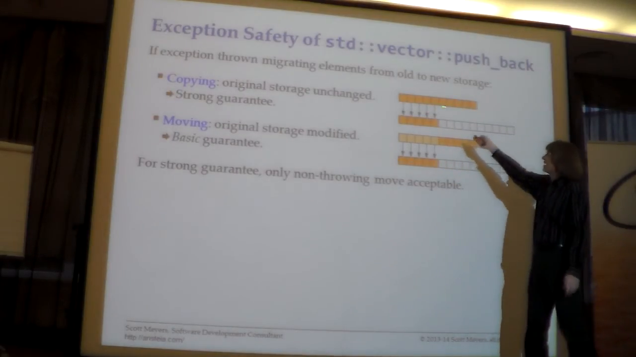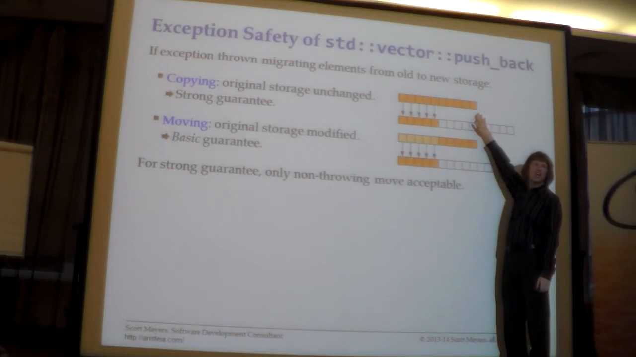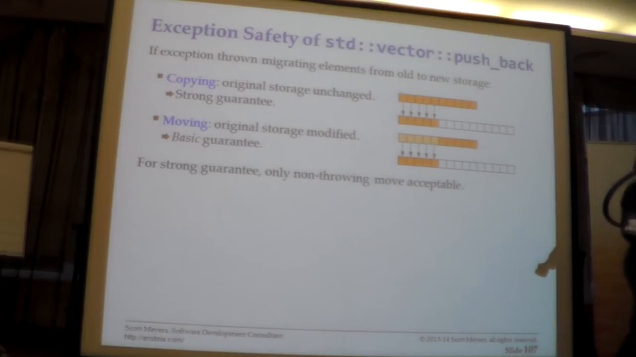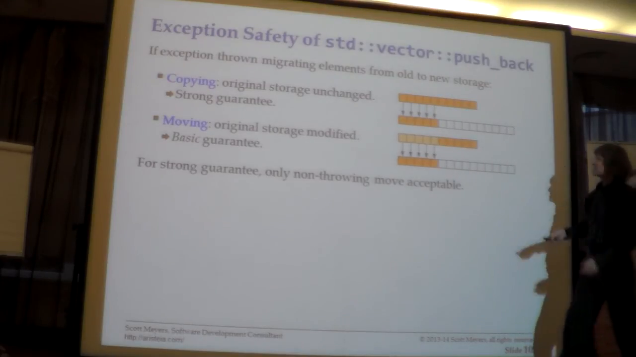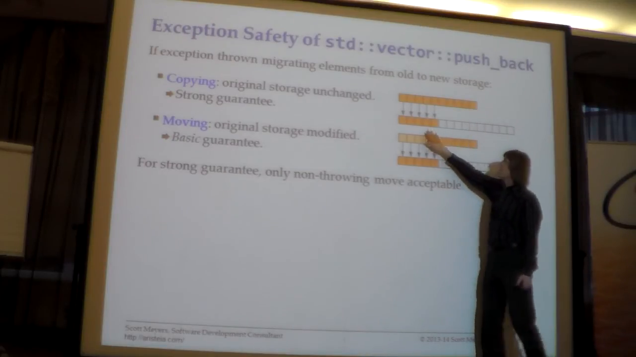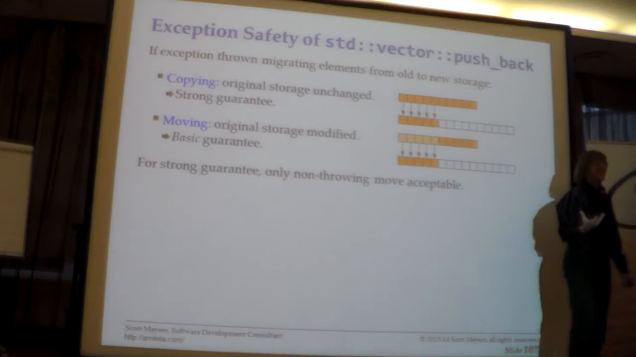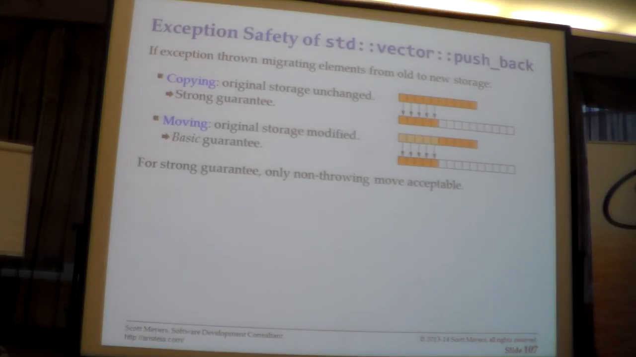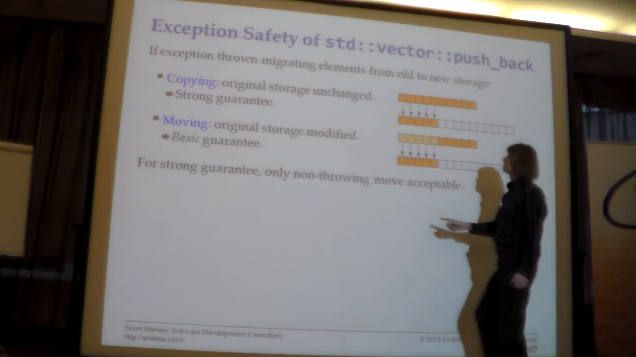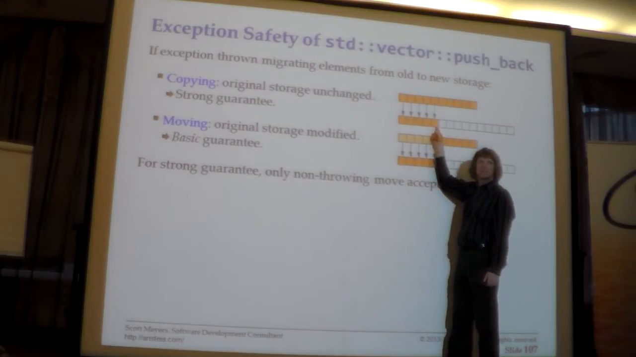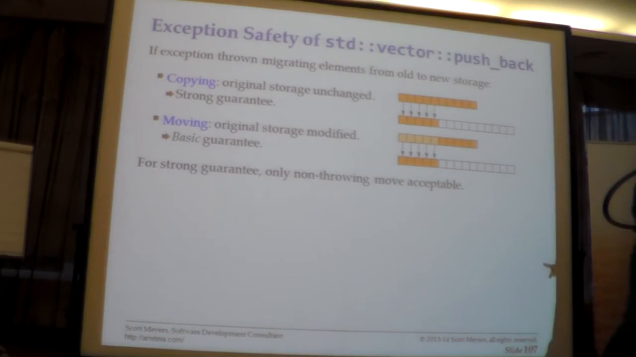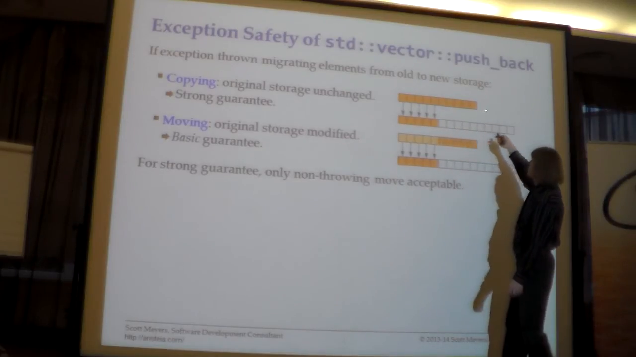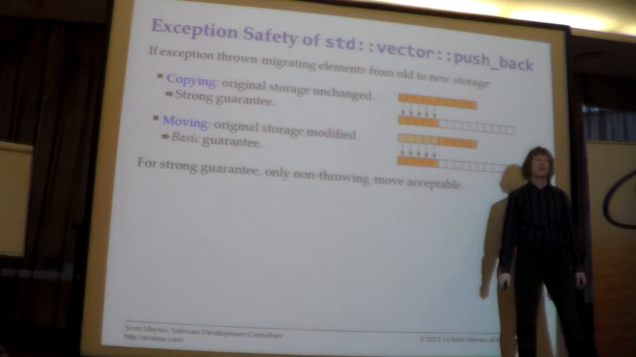Let's suppose this is my original vector. It's full. There's no empty space, and I do a pushback on it. Well, because there's no empty space, I have to allocate more memory. So I allocate some more memory, except that now all the elements in this memory have to somehow find themselves in this memory. In C++98, the only thing we could do was copy them. That was no problem. Copy, copy, copy, copy, copy. If in the middle of this copying an exception was thrown, that was okay. The original vector had not been changed in any way. Strong exception safety guarantee.